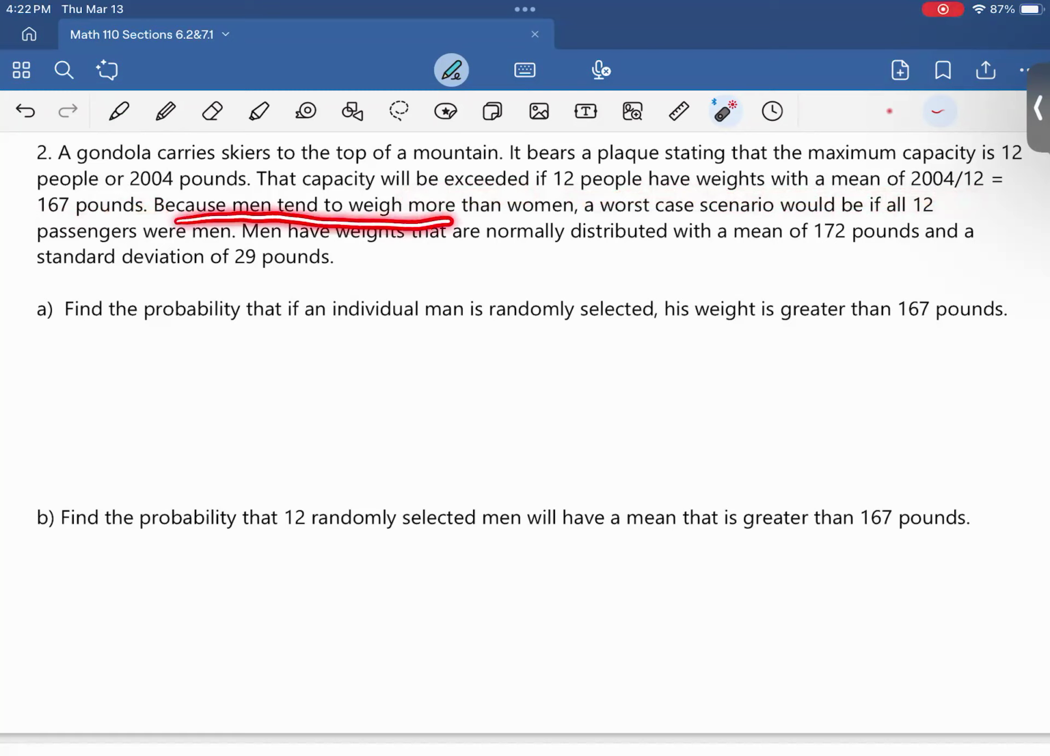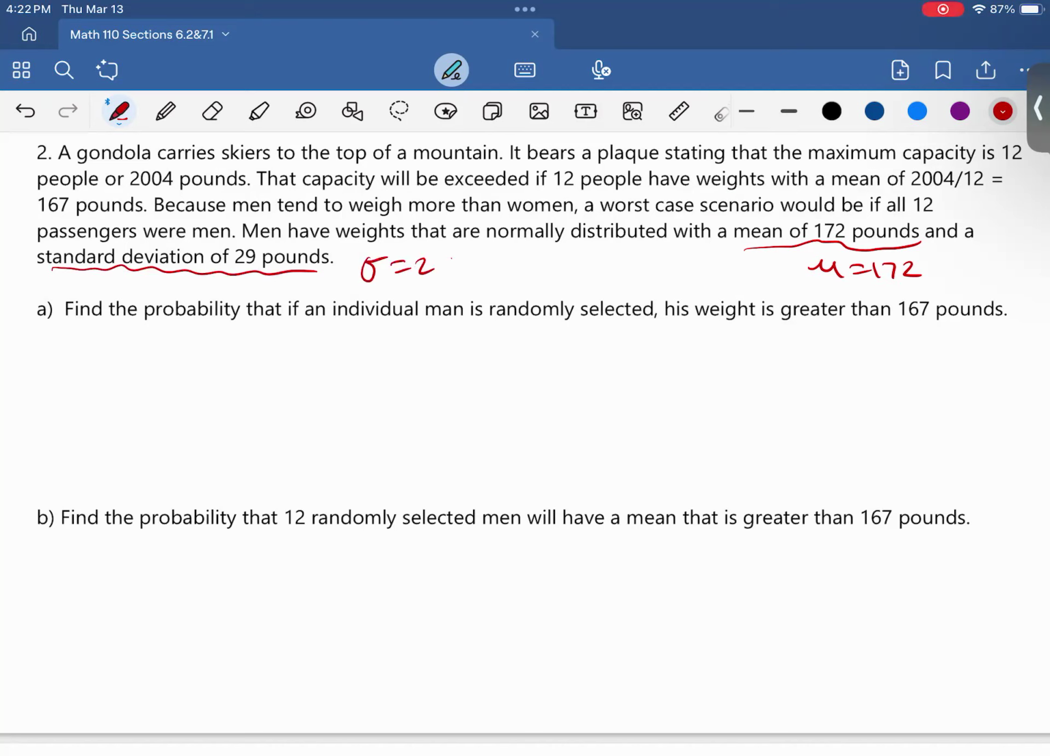Now, because men tend to weigh more than women, a worst case scenario would be if all 12 passengers were men. So 12 of the people are men. Men have weights that are normally distributed with a mean of 172 pounds and a standard deviation of 29 pounds. Find the probability that if an individual man is randomly selected, his weight is greater than 167 pounds.